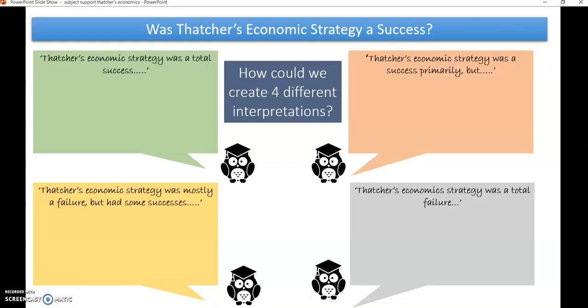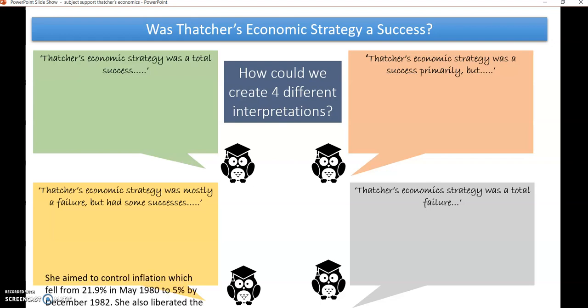So finally, we've got four different possible interpretations that you could reach about Thatcher's economic strategy. These aren't real ones, I've just made them up. But you might also want to stop the video here and finish off these sentences. How could you construct an interpretation to support these opening sentences?